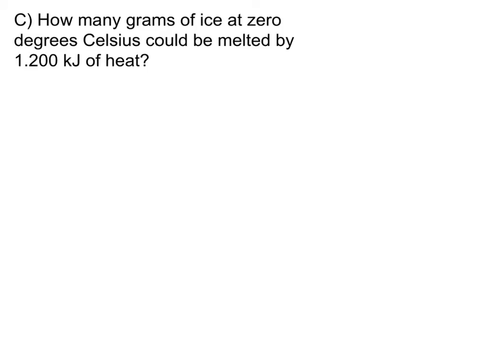Part C is a little bit more difficult. It says, how many grams of ice at 0 degrees Celsius could be melted by 1.200 kilojoules of heat? So it gives you the amount of heat as one of your knowns, and it asks you to find out how many grams of ice you can melt.